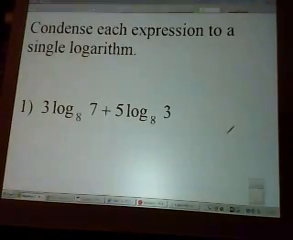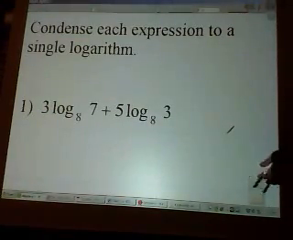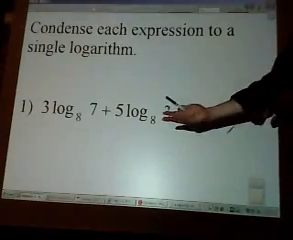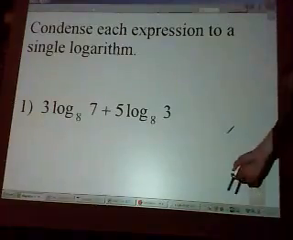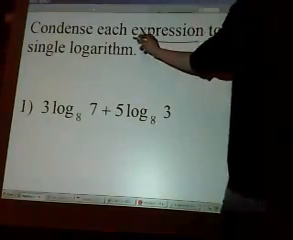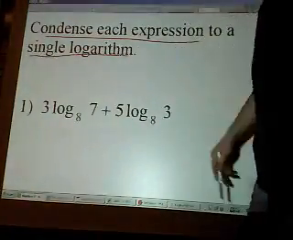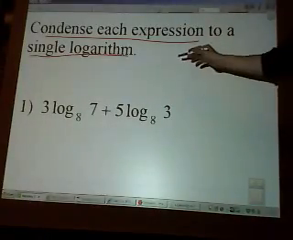So hello everybody, we're going to do lesson 2 of logarithms right now. This is about the properties of logarithms. We're going to learn how to use a general formula to combine these two expressions into just one logarithm. When I say to condense each expression into a single logarithm, we're going to find out how to use this formula to make that happen.